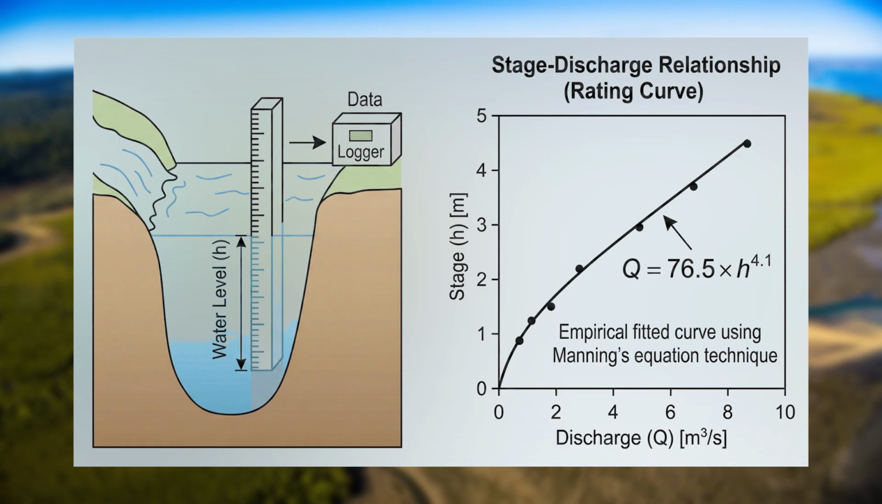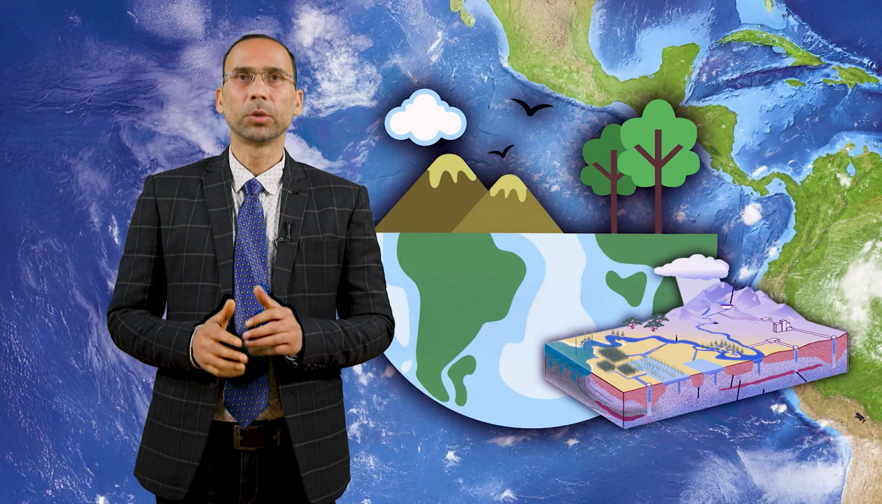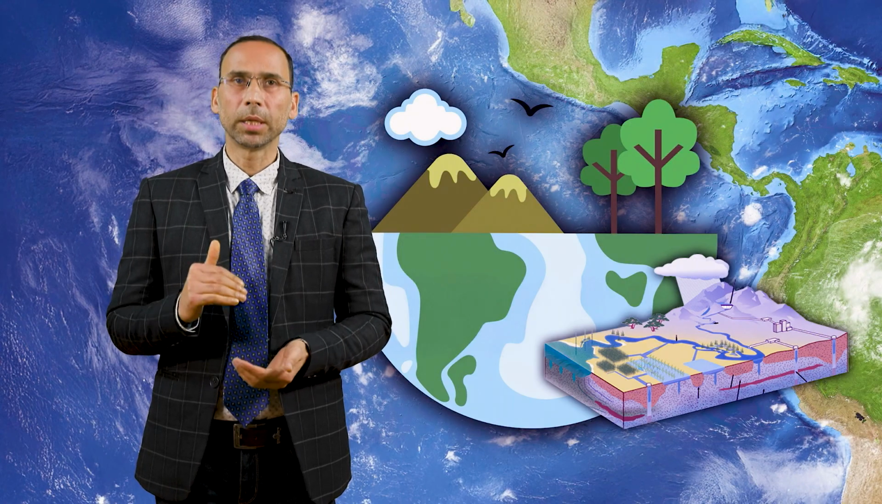At a specific place where both the discharge and stage are measured, the equation is generally represented as Q is equal to 76.5 multiplied by water level raised to the 4.1. Modern automated sensors reduce the errors and enable real-time data.